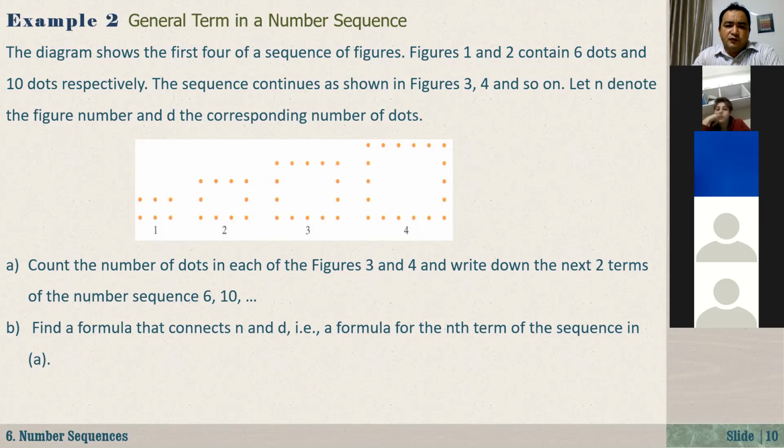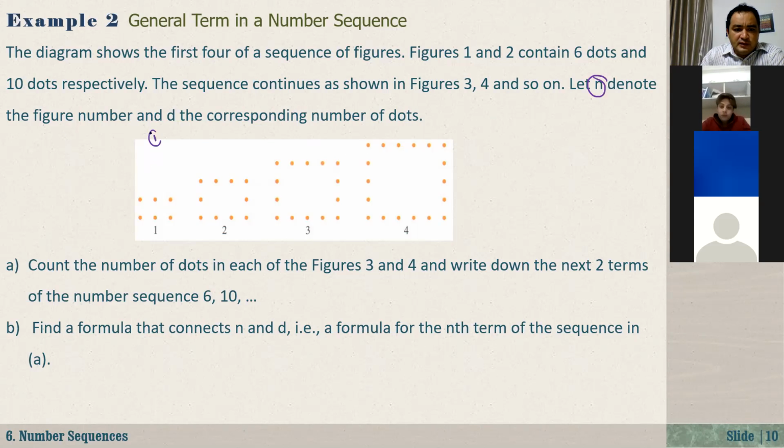The diagram shows the first four of a sequence of figures. Figure 1 and figure 2 contain 6 dots and 10 dots respectively. The sequence continues as shown in figure 3, 4, and so on. Let n denote the figure number and d the corresponding number of dots. So here we are just using n for the figure number. That means this is the first figure, that is the second figure, and that is the third figure, and fourth figure, dot, dot, dot. This will be the nth figure. And d is the corresponding number of dots. So in the nth figure, how many dots will we have?